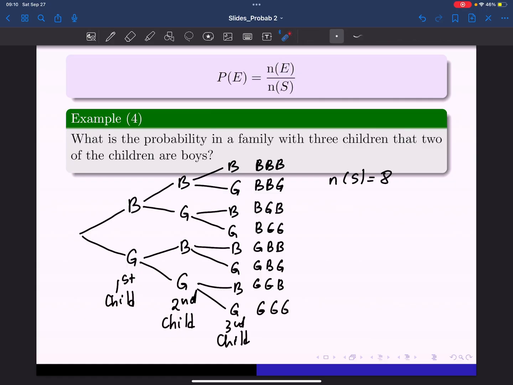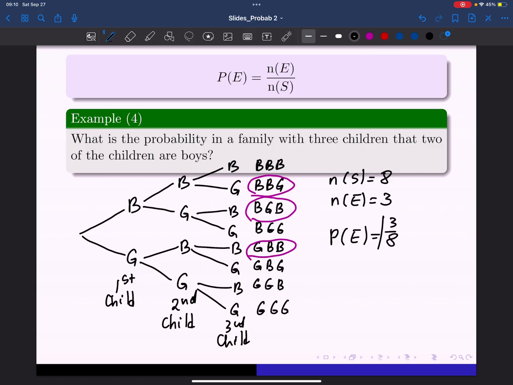Now we're asking what the question asks: what is the probability that we will have two boys? So we mark the events that have two boys. Two boys right here, two boys are here, and two boys are here. And that's it. No more two boys, right? So how many events? 1, 2, 3. We had 3. So the number in event E is 3. Then the probability of the event would be 3 divided by 8.